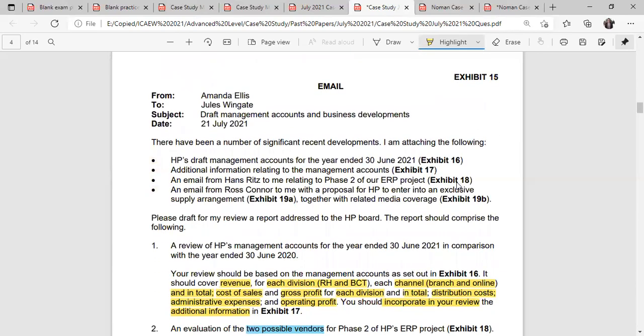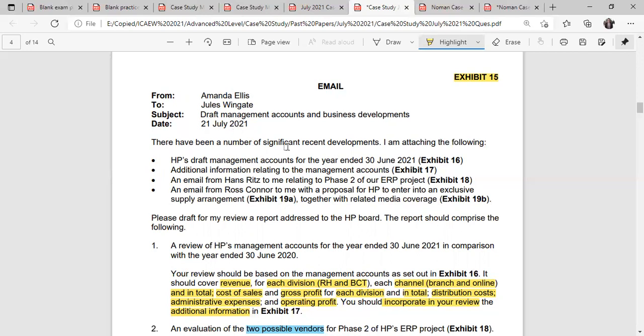Now, our main story starts from here. Exhibit 15, we have an email from this person to this person. Subject: draft management accounts and business developments. Date is 21st July 2021.